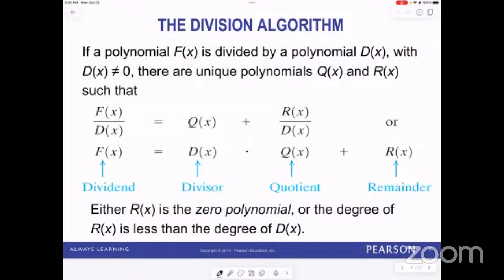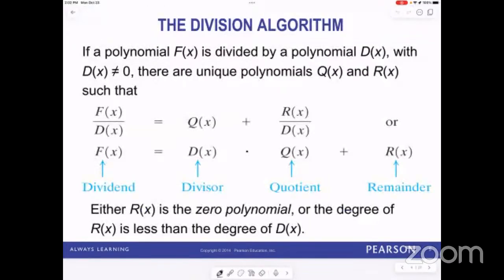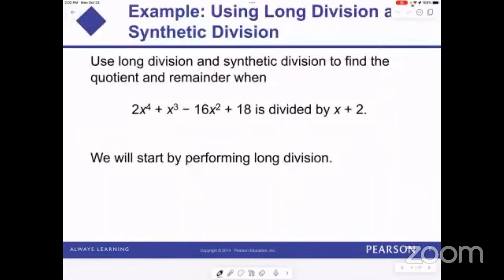Let me see if there's anything here. The main thing is that our divisor cannot be the zero function, because we cannot divide by zero. So here we actually use long division and synthetic division to find the quotient and the remainder.